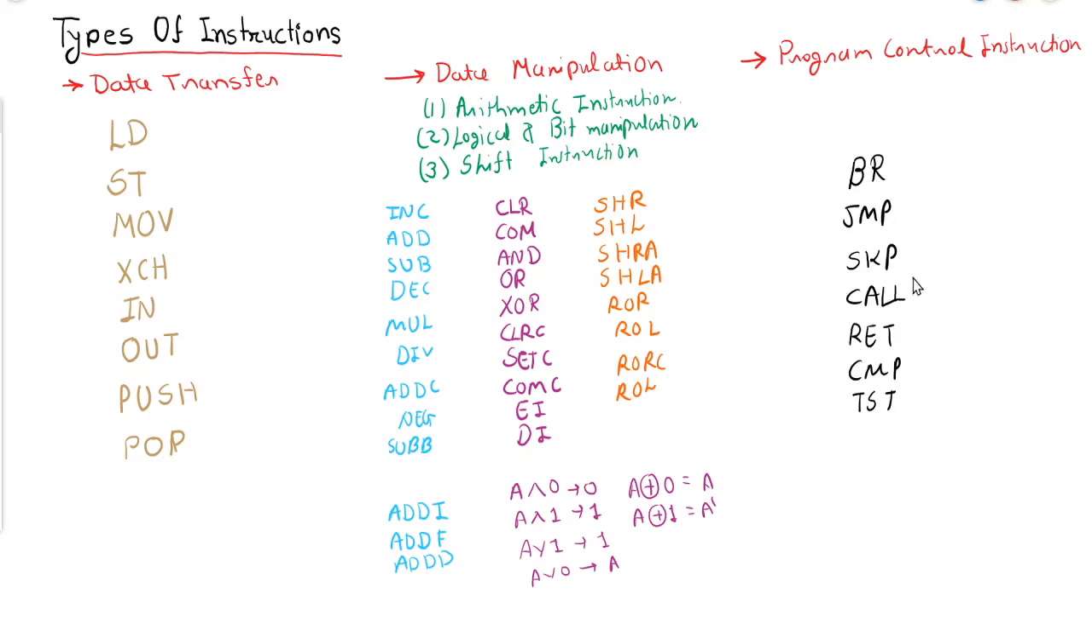Then call and return. Call is used to call the subroutine, while return is used to return from the subroutine. And then compare and test. The compare instruction will perform the subtraction of two numbers, and based on the result, certain flags of the CPU will be set, while the result won't be retained. Similarly, in test, an AND operation of two numbers will be performed, and based on the result, certain flags will be set, similar to compare. In test, no result will be retained in the accumulator. So these were the types of instructions.